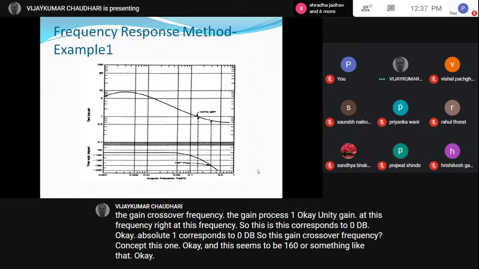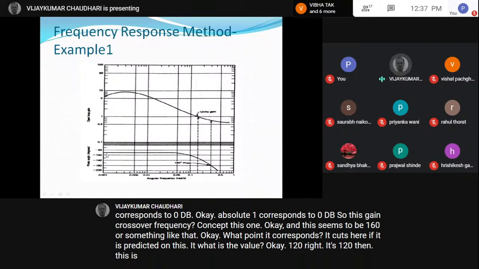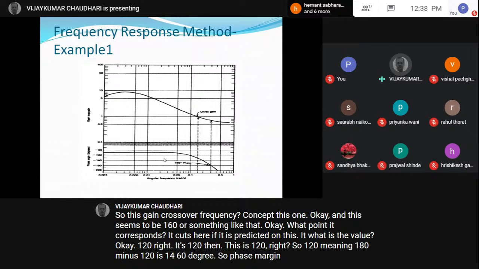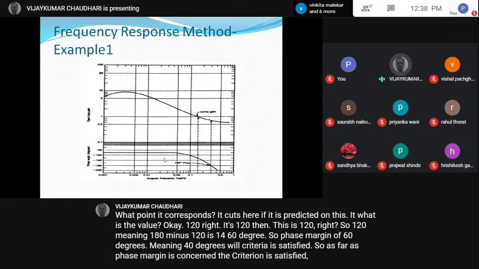What point does it correspond to? It cuts here. So if it is projected on this, what is the value? 120, right? It's 120 then. So 120 means 180 minus 120 is 60 degrees. So a phase margin of 60 degrees means the 40 degrees criterion is satisfied. So as far as phase margin is concerned, the criterion is satisfied, but the gain margin criterion is not satisfied.